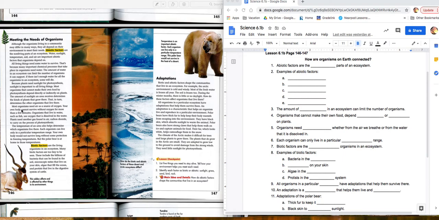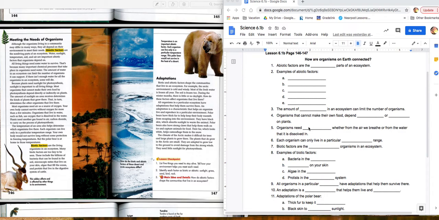Next paragraph, most organisms also need air as a source of oxygen. So I put here, organisms need oxygen. We learned that in last chapter as we were talking about the difference between photosynthesis and cellular respiration. Your own body cannot survive without oxygen for more than a few minutes. Organisms that live in water, such as fish, use oxygen that is dissolved in the water. Plants need another gas found in the air, carbon dioxide, to carry on the process of photosynthesis.